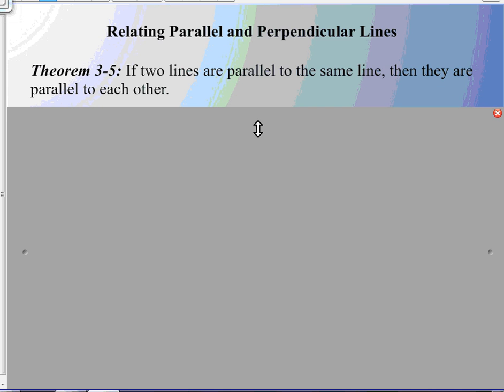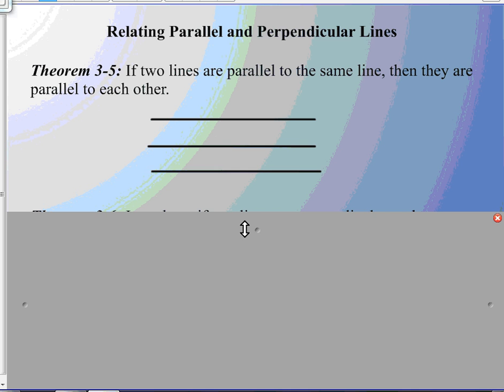All right, the first one is theorem 3-5. If two lines are parallel to the same line, then they are parallel to each other. All right, there's no nice pretty name for this, but it basically means that if I have this line and they are both parallel to this middle line, then we can conclude that these two lines are parallel to each other.